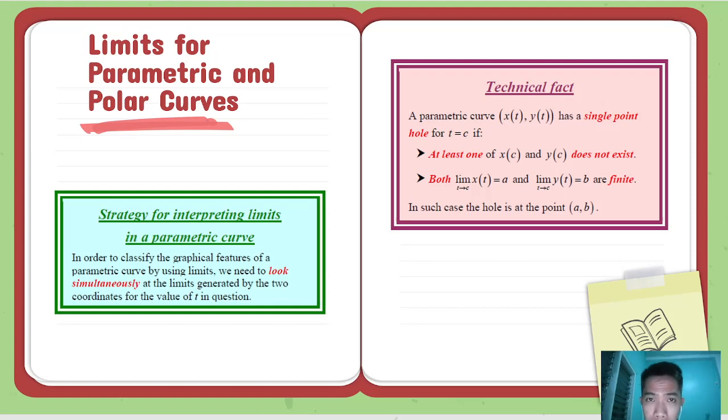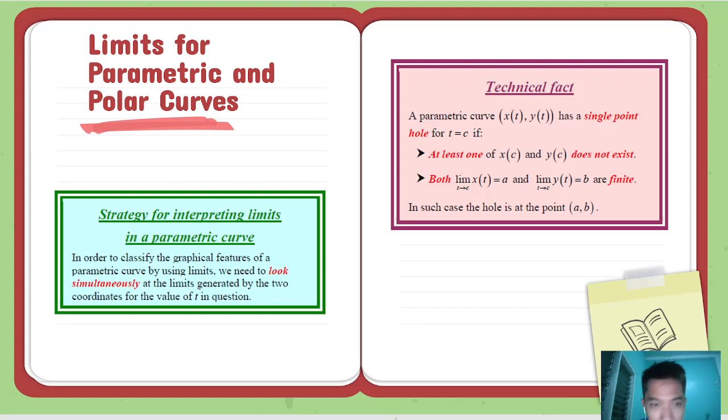It is a parametric curve. So in terms of t, we have this technical fact: a parametric curve x of t and y of t has a single point hole for t equal to c if at least one of x of c and y of c does not exist, and both the limit of x of t as t approaches c is equal to a, and the limit of y of t as t approaches c is equal to b, are finite. In such case, the hole is the point (a, b).